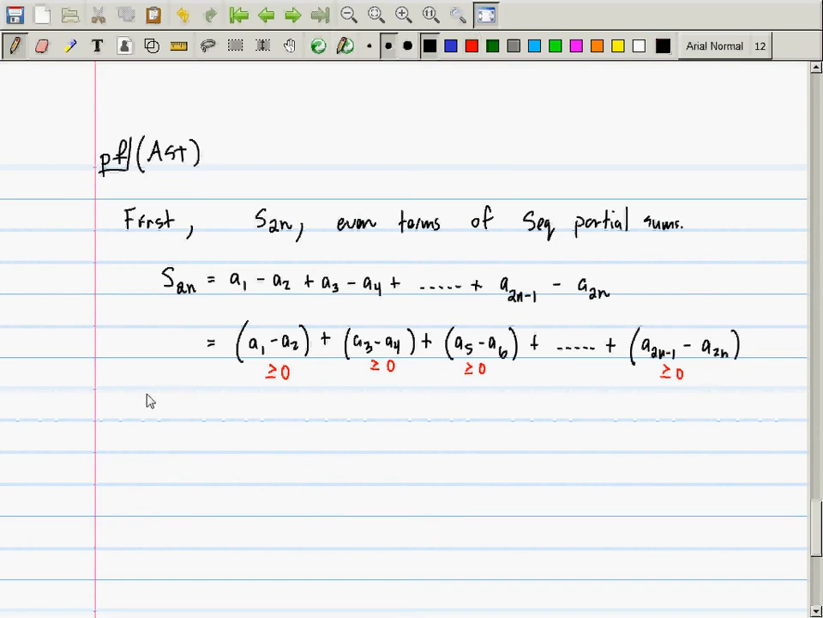So S2n plus 2 is equal to S2n plus A2n plus 1 minus A2n plus 2. Now this next term is also greater than or equal to 0. So what's true about the even terms of the sequence of partial sums? I'm looking for a phrase that begins with M. Monotone, right? So this means that S2n, let's write it in green, is monotone increasing. So S2n is monotone increasing.